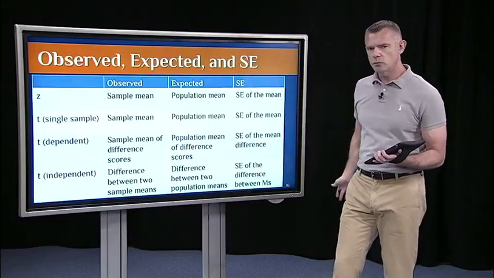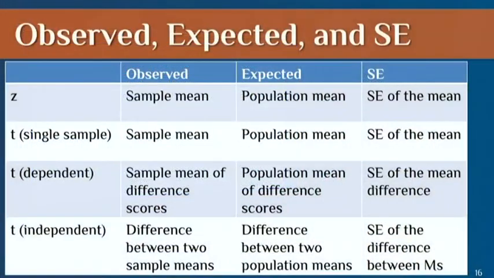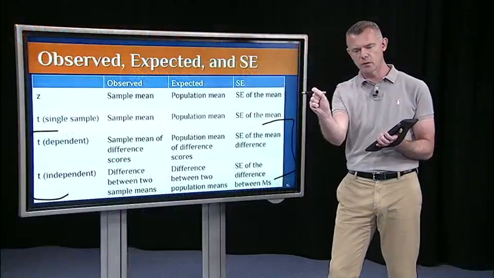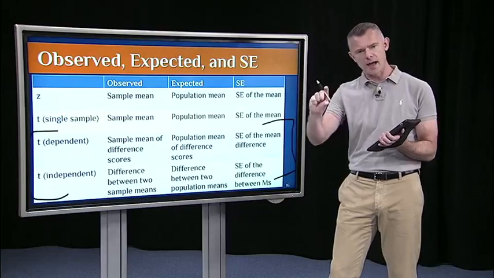So this just provides you with a summary of what the observed, expected, and standard error values are across these four tests. So we have Z, T single sample, T dependent, T independent. The observed in both Z and single sample T is just the sample mean, and you're comparing it to the population mean, and you get the standard error of the mean. Again, what I'm going to focus on in the next two segments are the dependent and independent tests. In the dependent test, the observed is the sample mean of difference scores. Remember, you have the same people measured twice, so then you calculate the difference score for each individual and then average the difference scores.